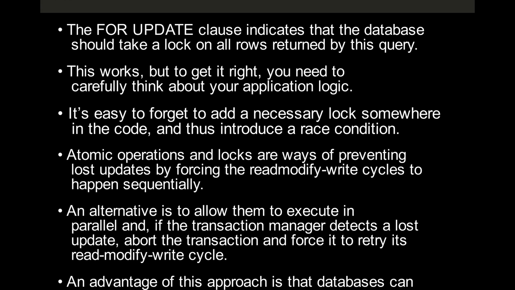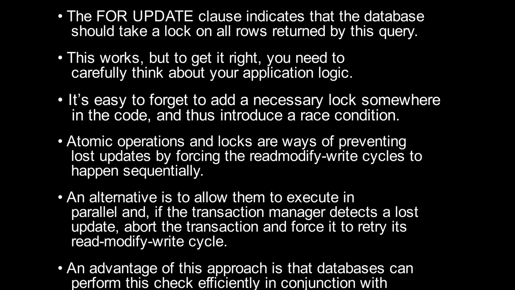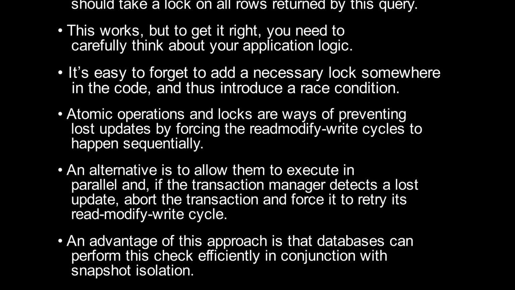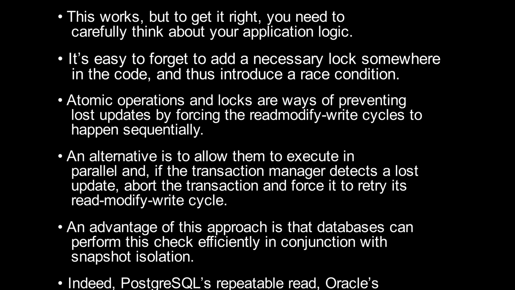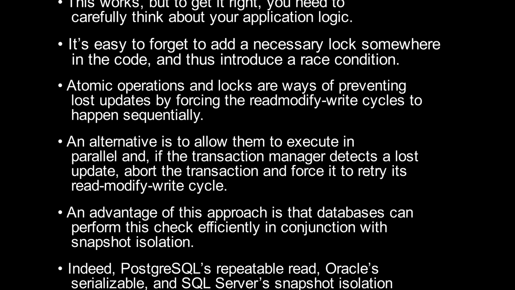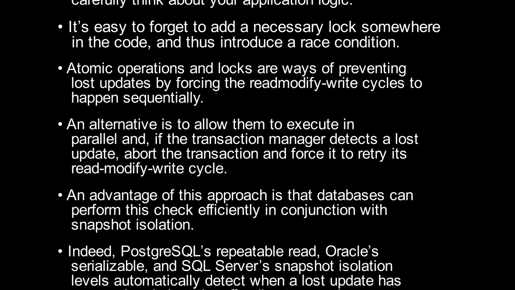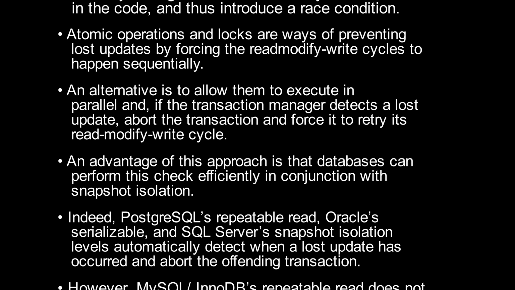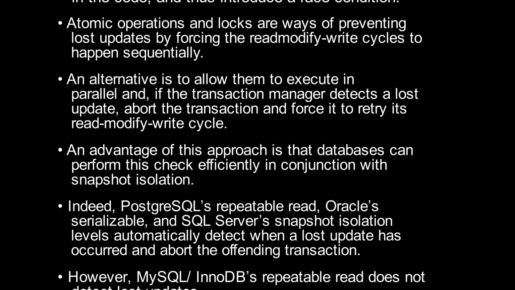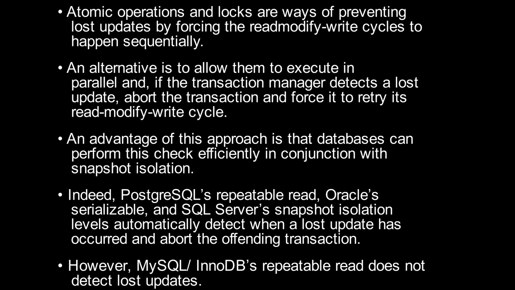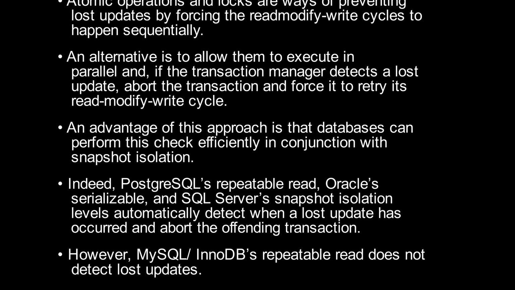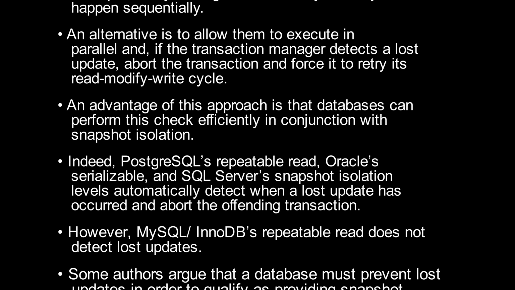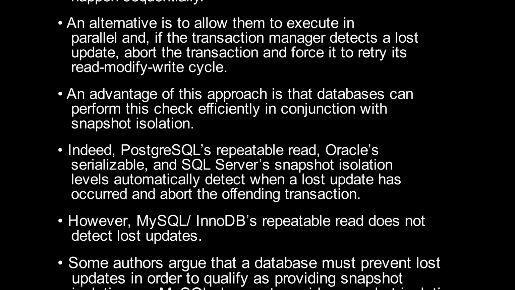An alternative is to allow them to execute in parallel and, if the transaction manager detects a lost update, abort the transaction and force it to retry its read-modify-write cycle. An advantage of this approach is that databases can perform this check efficiently in conjunction with snapshot isolation. Indeed, PostgreSQL's repeatable read, Oracle's serializable, and SQL Server's snapshot isolation levels automatically detect when a lost update has occurred and abort the offending transaction.